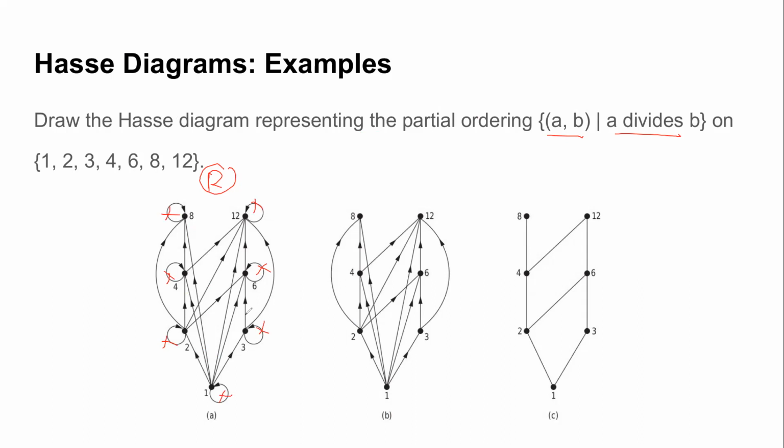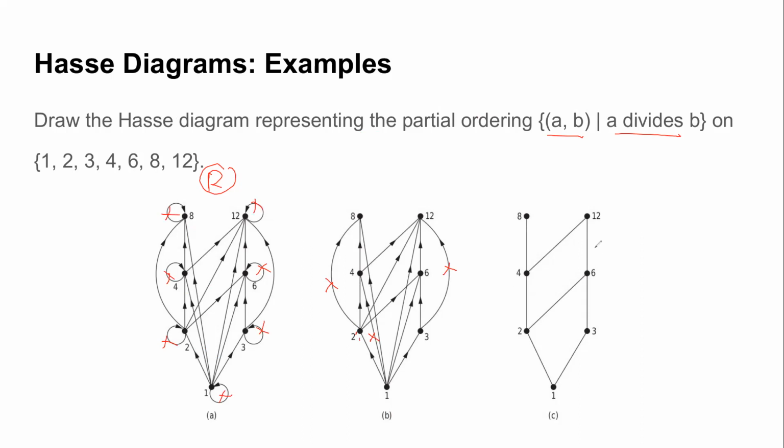After that, remove the transitive edges. Okay, so you can see some transitive edges: 1 to 2, 2 to 4, 1 to 4. Right, similarly I have 2 to 4, 4 to 8, 2 to 8. So all the transitive edges you remove, and you arrange it in the order that all arrows are upwards, so you get this diagram. Okay, so these will come with practice, but you just have to follow the general rules.